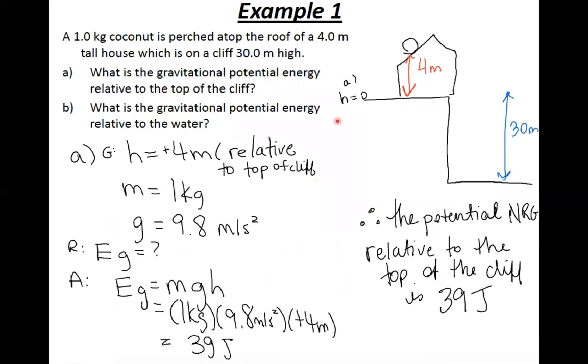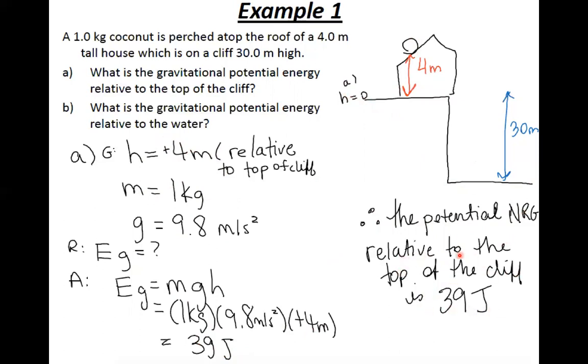So for part A and B, this diagram will serve the purpose of solving A and B. So we want to know relative to the top of the cliff or relative to the water. So we're going to look at this cliff having a dotted line for H equals 0 for part A. Eventually, we'll get to a dotted line for the bottom of the cliff for H equals 0 for part B. So for part A, H is positive 4 meters because we are 4 meters above our selected reference. We have mass and G, and we just substitute in the numbers to get 39 joules. So we would conclude, therefore, the potential energy relative to the top of the cliff is 39 joules.